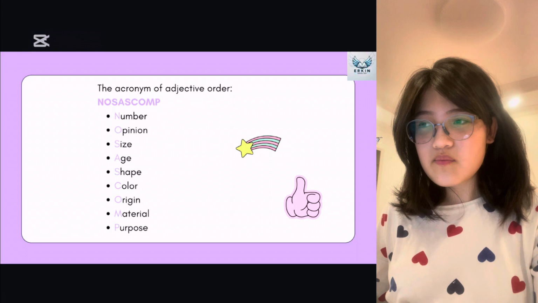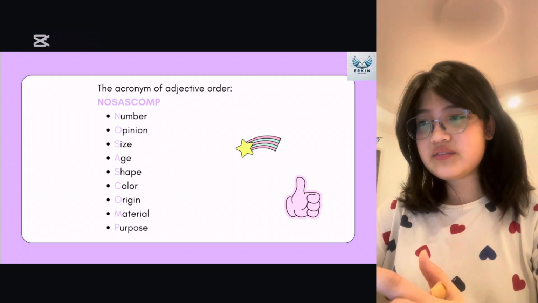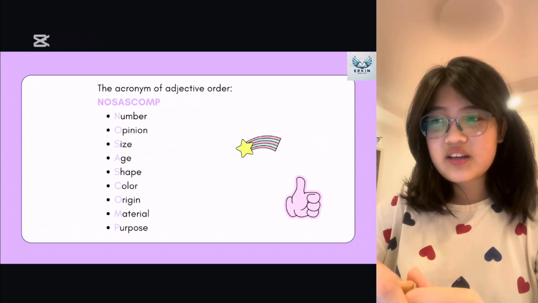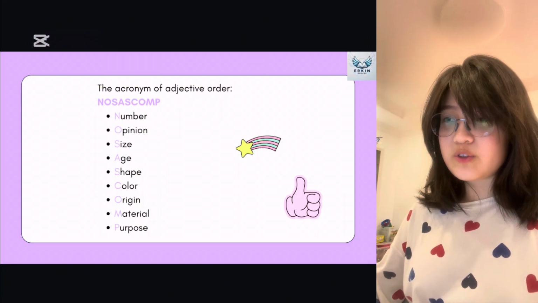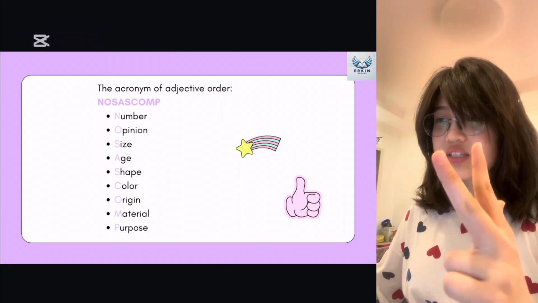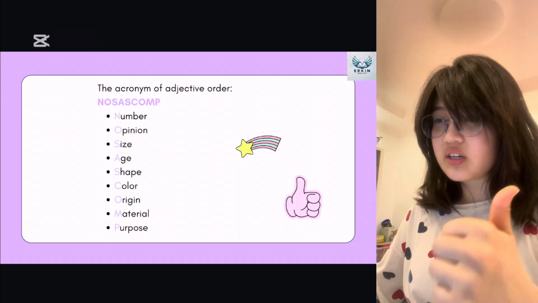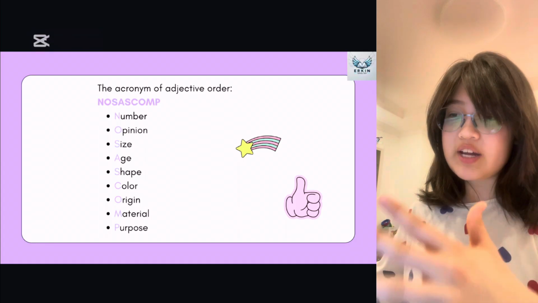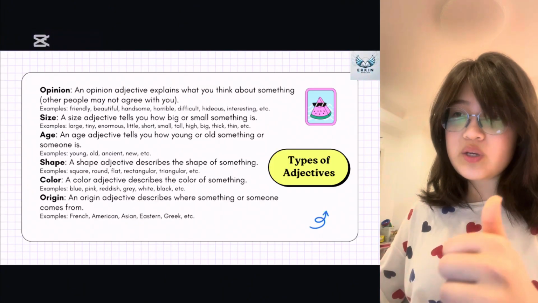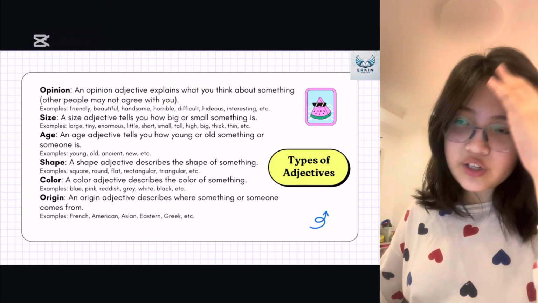There are several types of adjectives, and the acronym for that is GNOSIS COMP. GNOSIS COMP is the acronym for number, opinion, size, age, shape, color, origin, material, and purpose. So there are 9 different types of adjectives in the English language, and today we are going to be covering them and in which order they go.